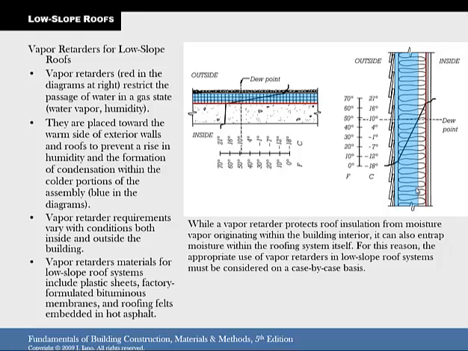Vapor retarders restrict the passage of water in a gaseous state through the membrane. It doesn't really restrict solid water. It's just the humidity and the moisture when it gets into a gaseous state. They are always placed on the warm side of exterior walls and roofs to prevent the rise in humidity and the formation of condensation.